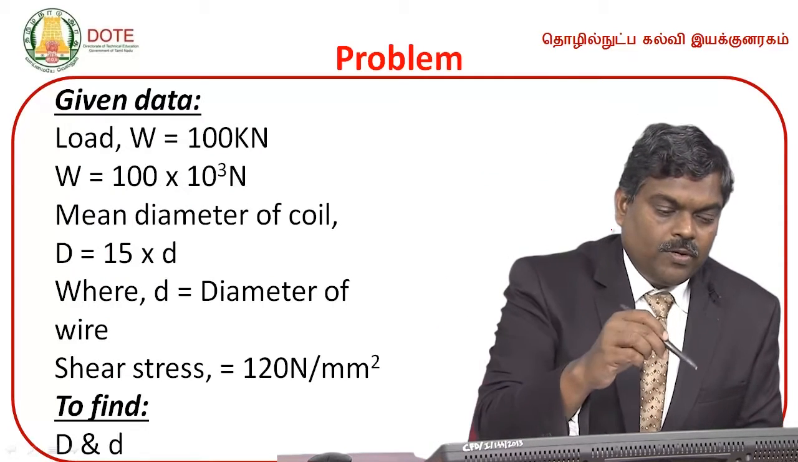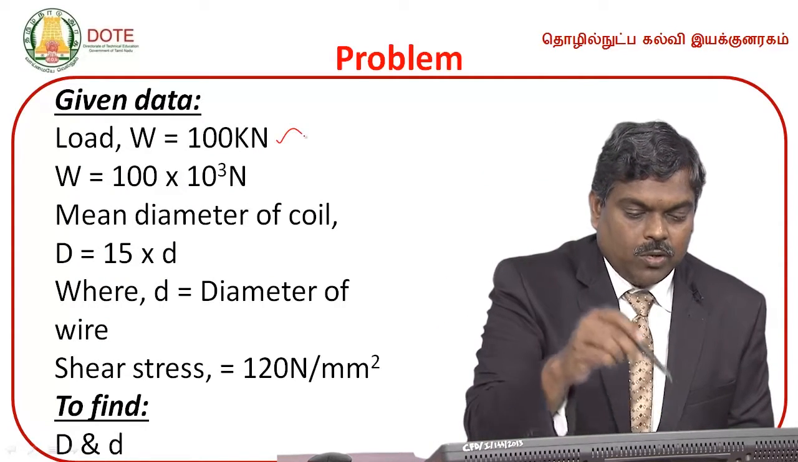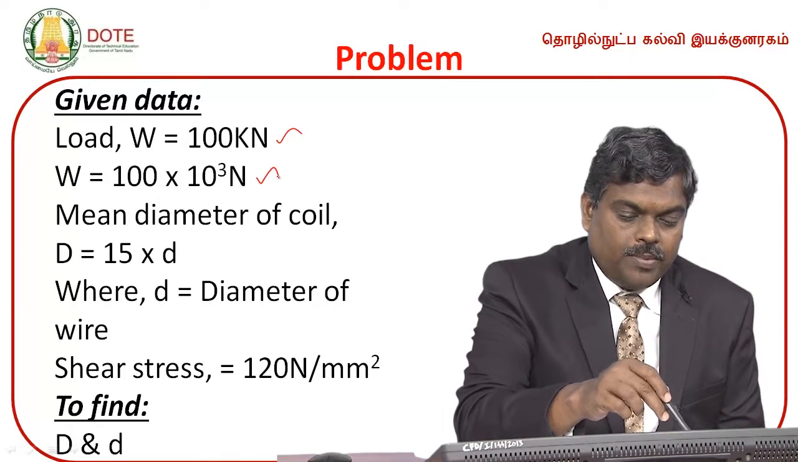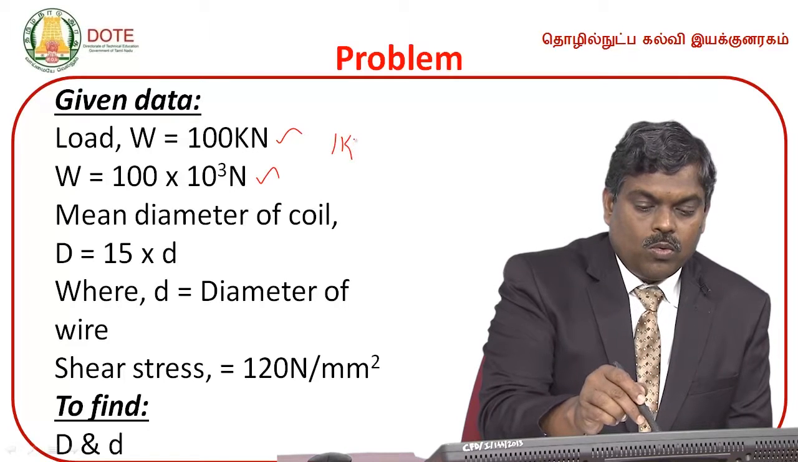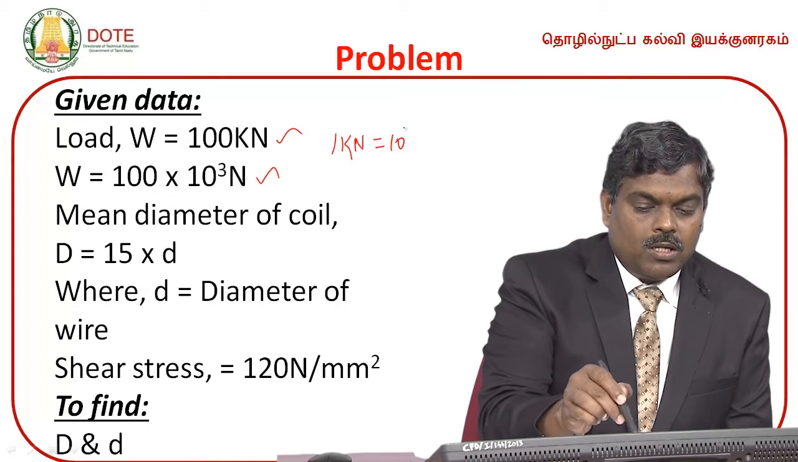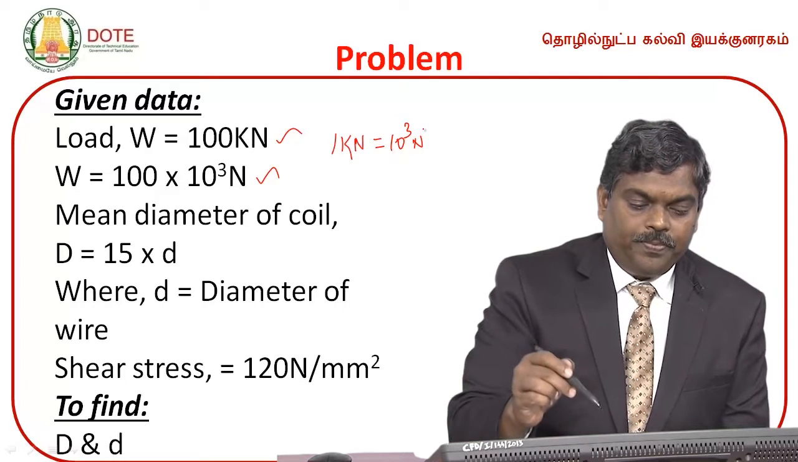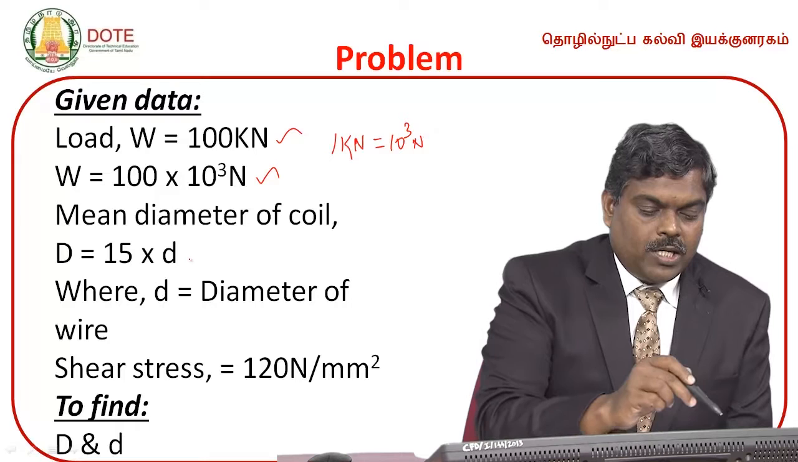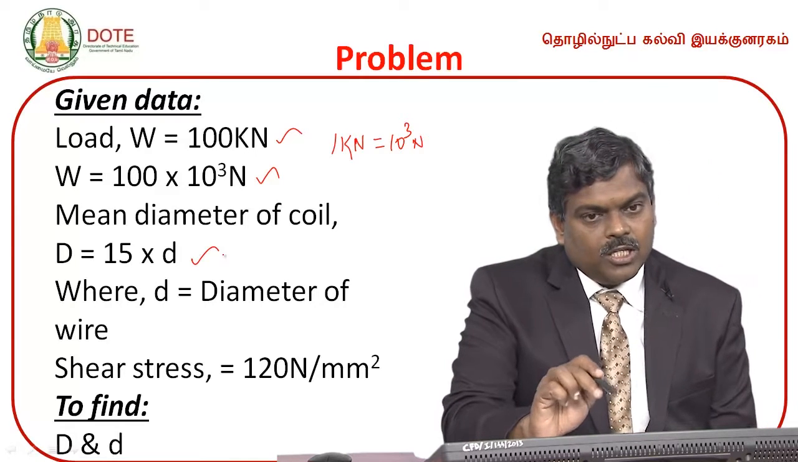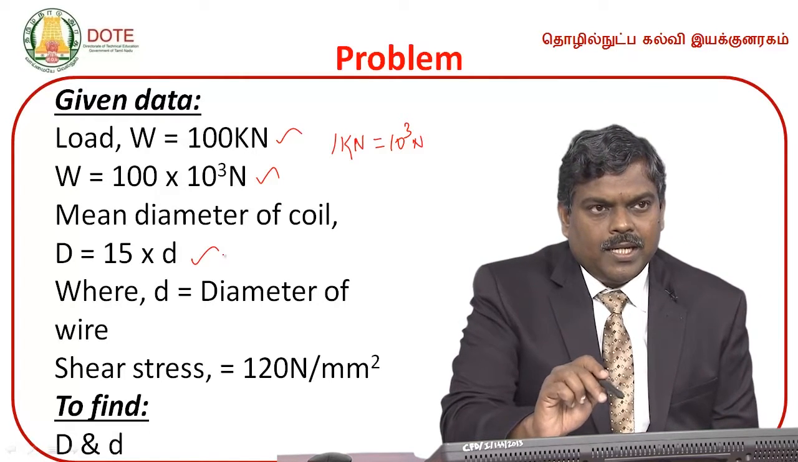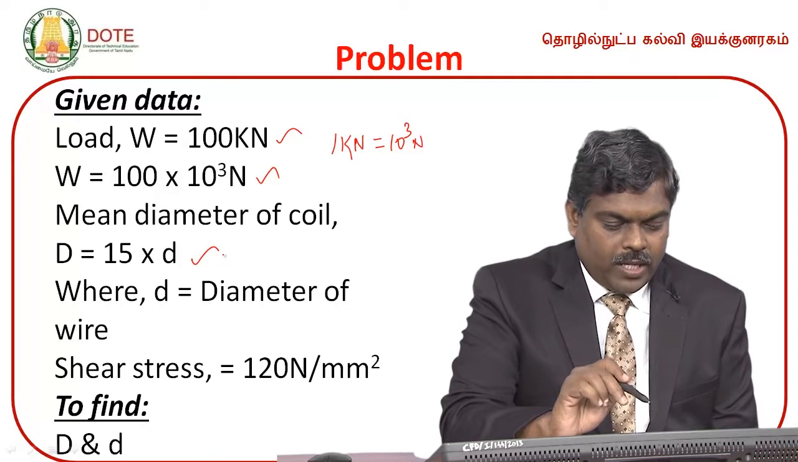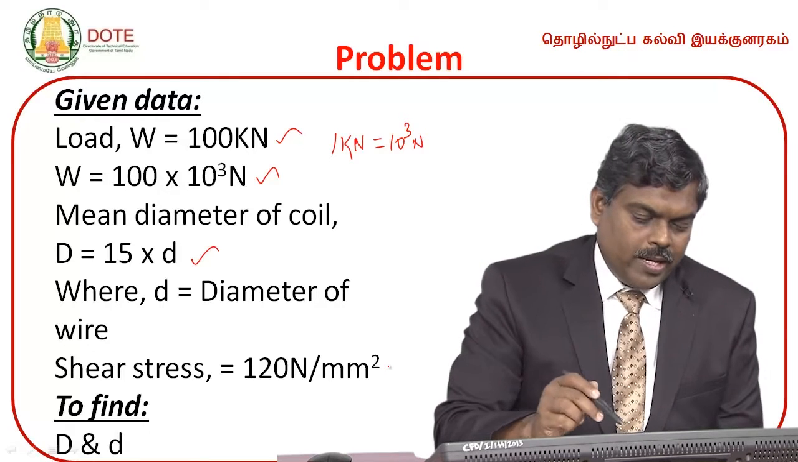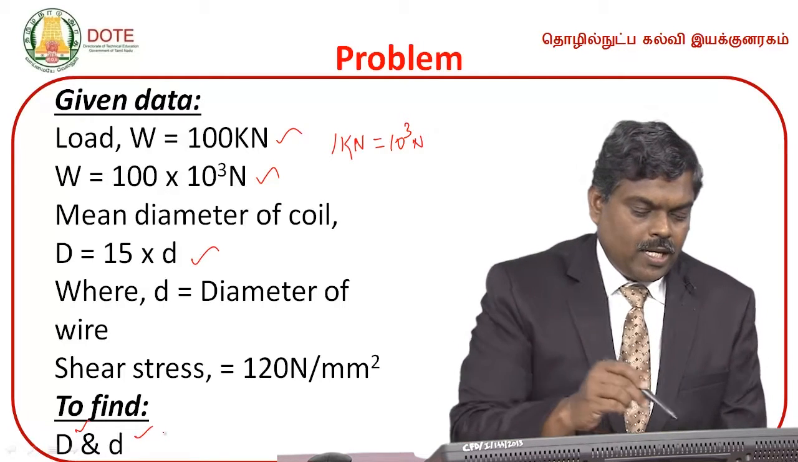Given data. Load W is equal to 100 kilonewton. W is equal to 100 into 10 to the power 3 Newton. The reason: 1 kilonewton is equal to 10 to the power 3 Newton, 1000 Newton. Mean diameter of the coil, capital D, is equal to 15 times the small d, where small d is the diameter of the wire. Okay. Shear stress is given as 120 Newton per mm square. What do we need to find? Capital D and small d.